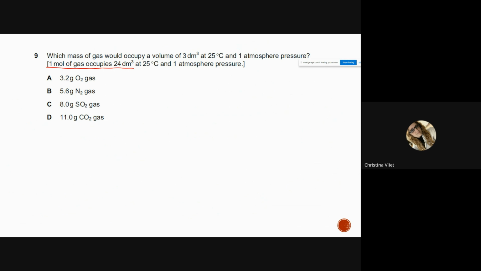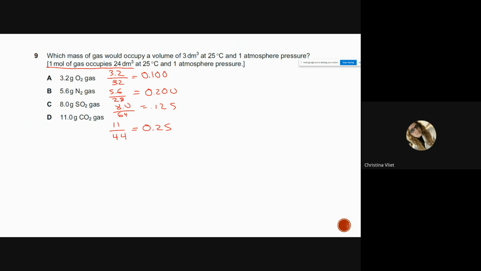Why don't you find the moles of each one? Could you find the moles of each gas? So find the moles. 3.2 divided by 32 for oxygen would be 0.1, right? 5.6 divided by 28 is 0.2. 8 divided by the molar mass of SO2, which is 64, I'm doing it quickly, would be 0.125. And 11 divided by 44, I think, is 0.25 off the top of my head.